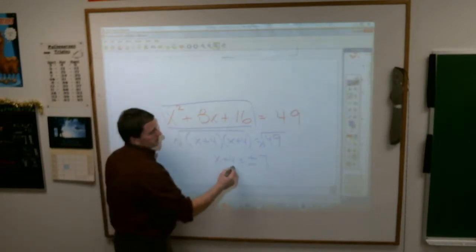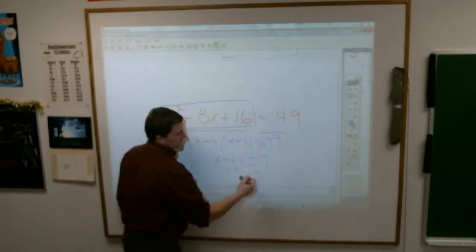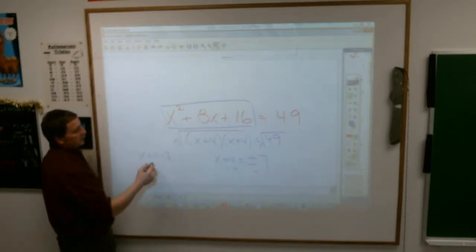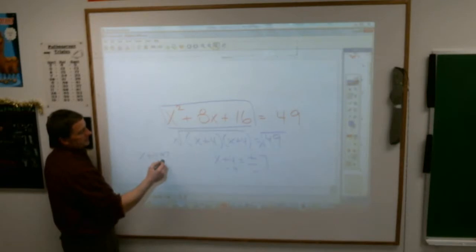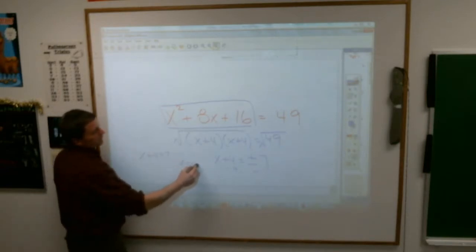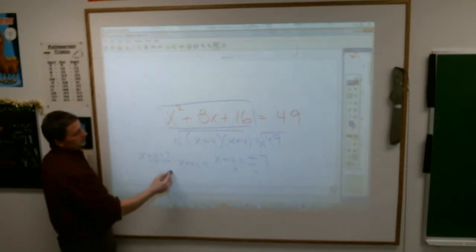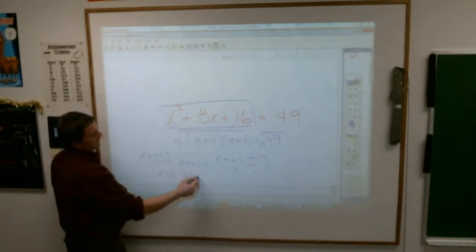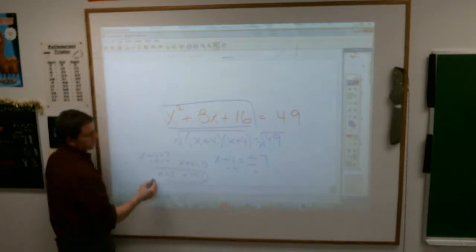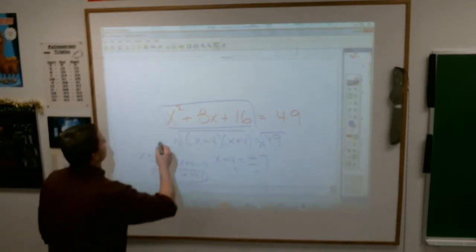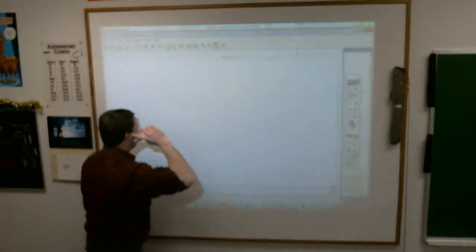Okay. Subtract 4, I get this. You do the two equations there: x plus 4 equals positive 7, and x plus 4 equals negative 7. Subtract 4, x equals 3, and over here x equals negative 11. Do we have to have a graph of this? We're not graphing, not yet. But you could graph because you know how.